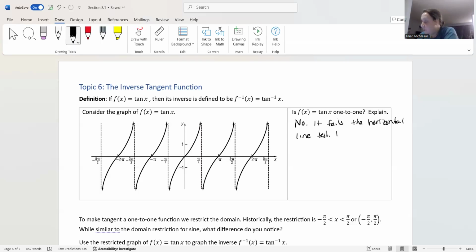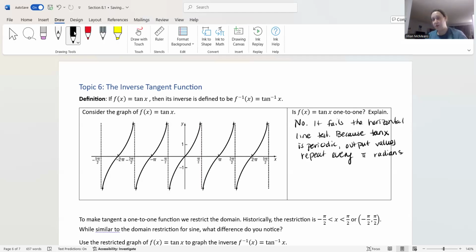So we could also say that because tangent is periodic, output values repeat every pi radians. And remember, the period for tangent is pi, not 2 pi, like it is for cosine and sine. Okay, so this is definitely not a one-to-one function.